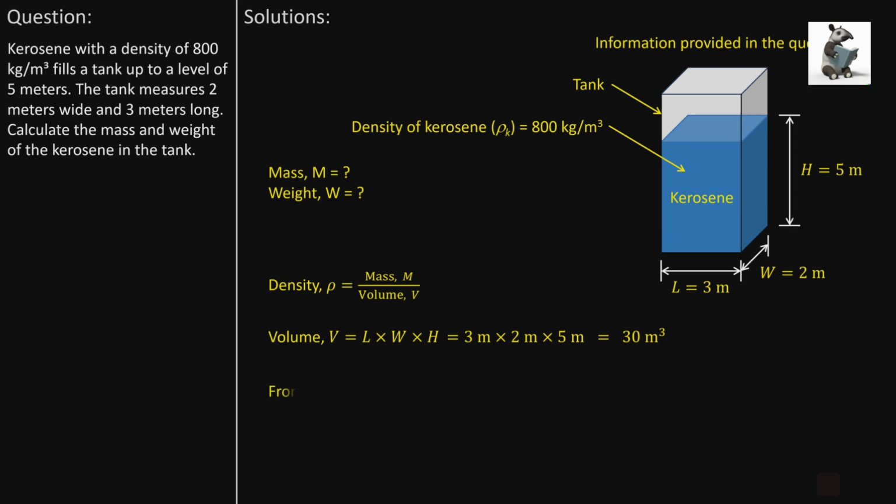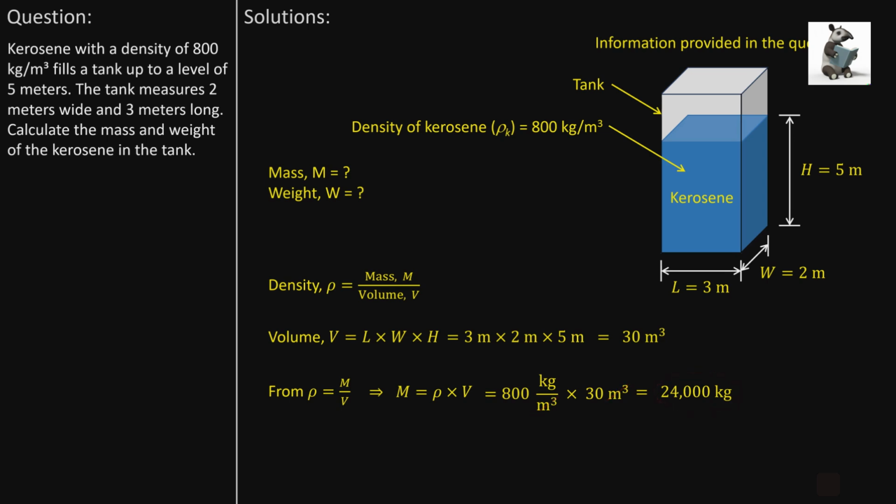Next, we use the density equation where density is equal to mass divided by volume. We can rearrange this to solve for mass. Mass equals density multiplied by volume. We have the density as 800 kilograms per cubic meter and the volume as 30 cubic meters. Let's plug those values in. Notice how the cubic meters cancel out, leaving us with kilograms, which is the correct unit for mass. So, the mass of kerosene is 24,000 kilograms.